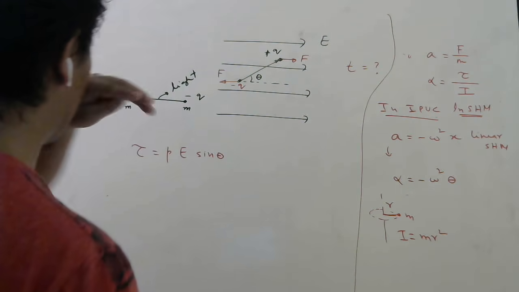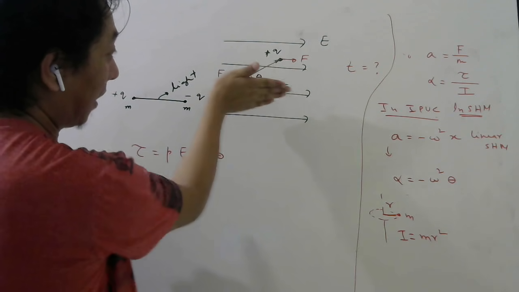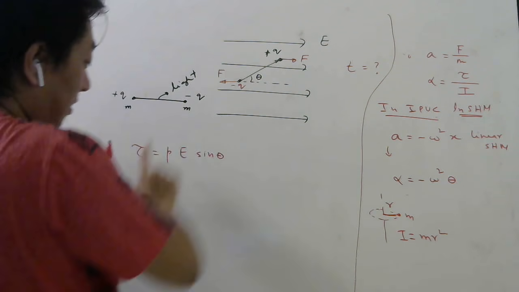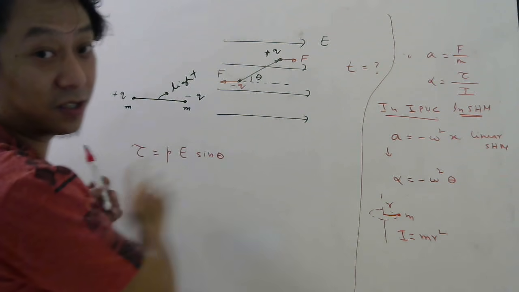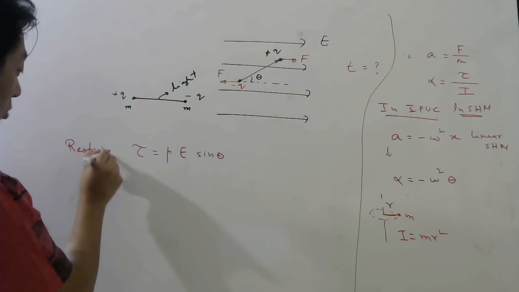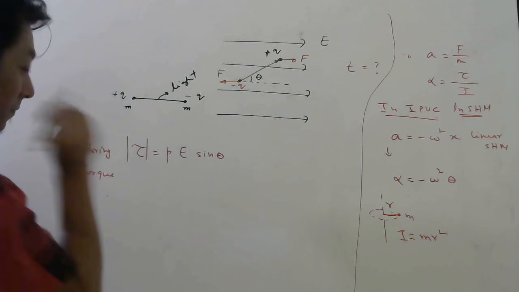So let us come back here. We already know what torque is acting. This is the torque which brings it back, right? See, the forces are like this. So if you give displacement this way, this torque will bring it back. So this is your restoring torque. You can put a minus sign if you want, but let us write the magnitude.